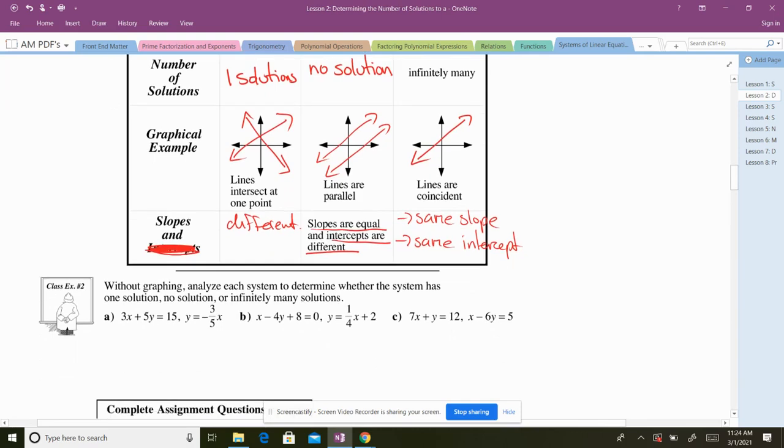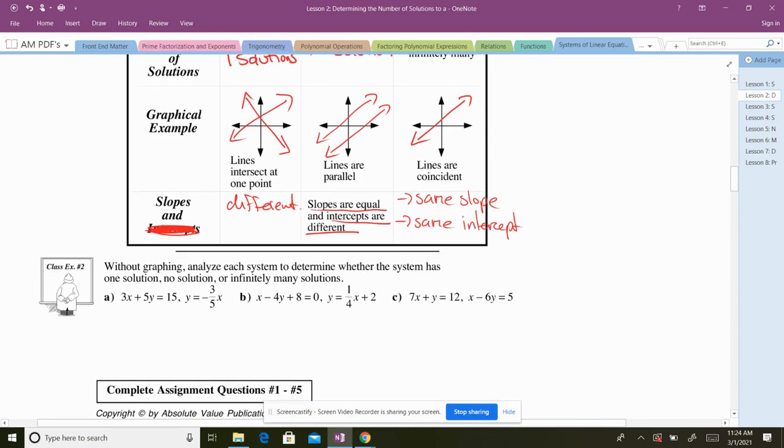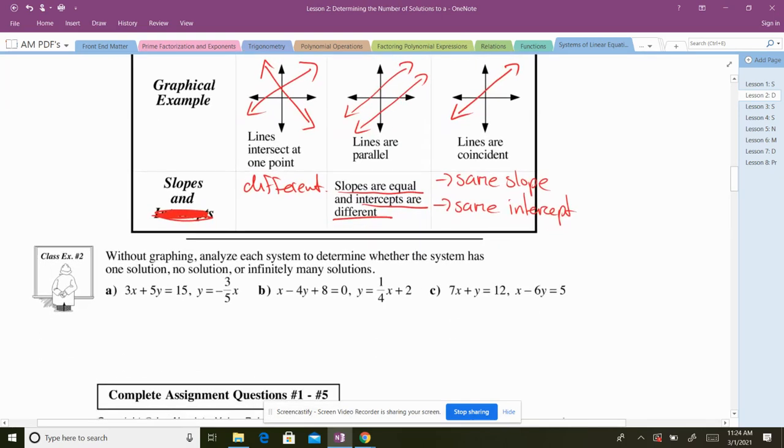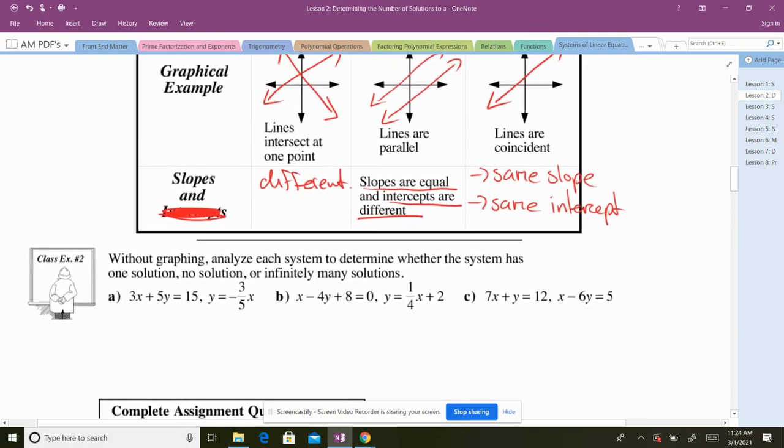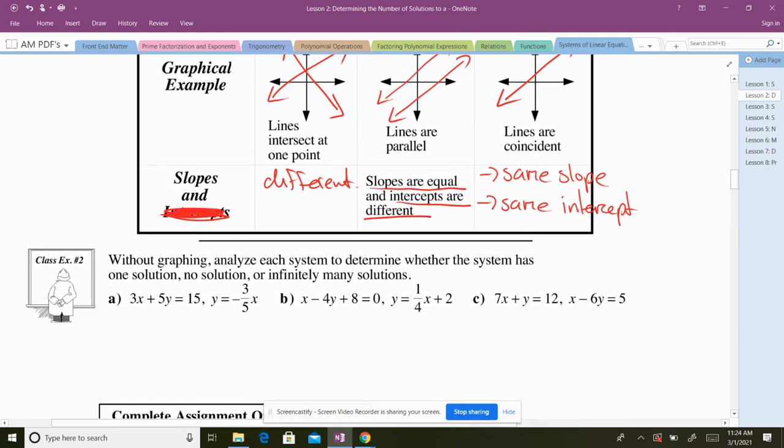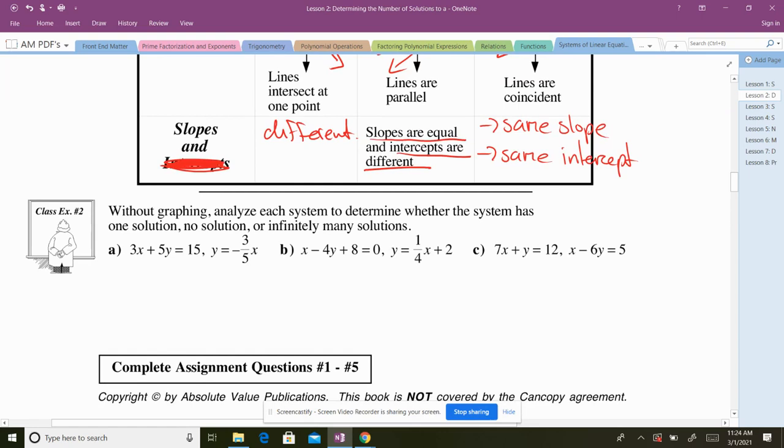Okay, these 3 questions and then we're done for today. Sorry? No, it's perfect. We're going to be okay. All right, here we go. Tell me how many solutions each one of these has.